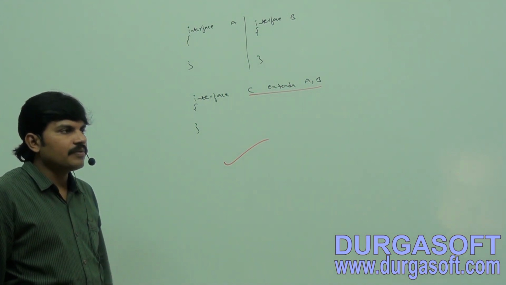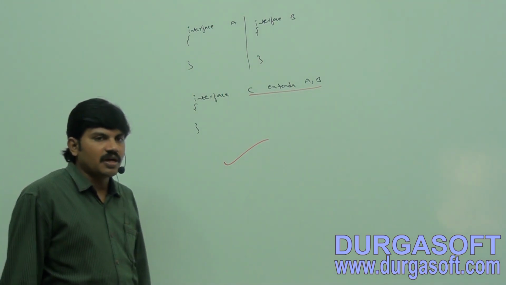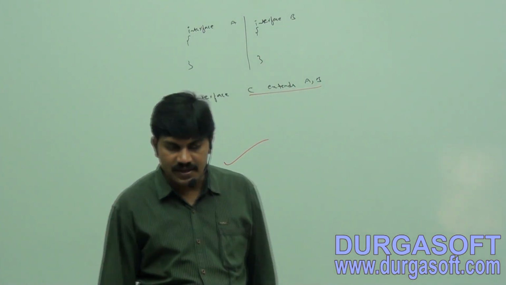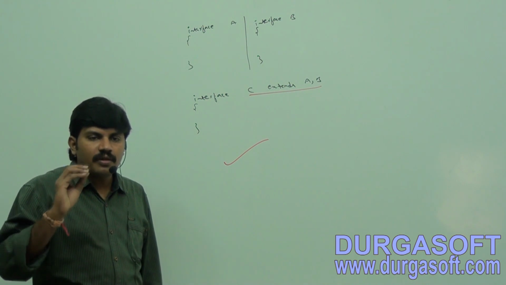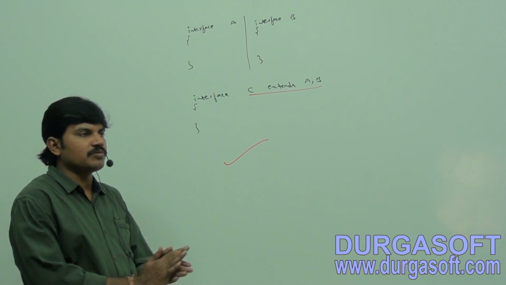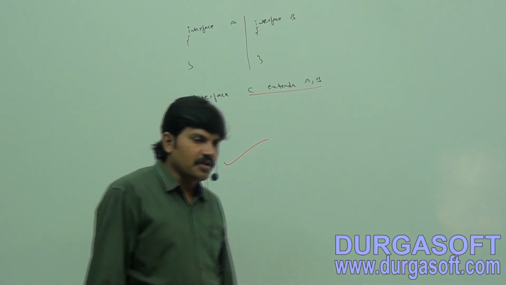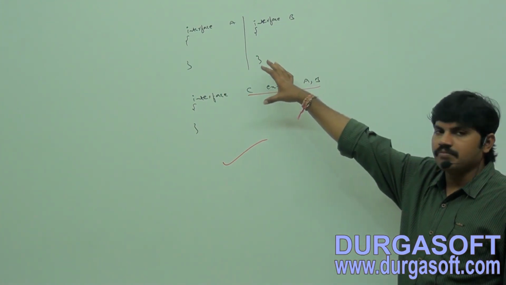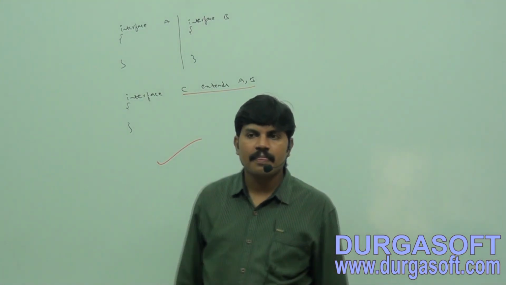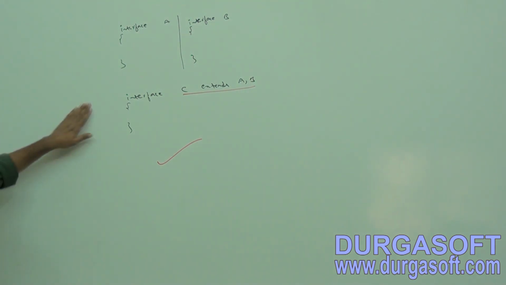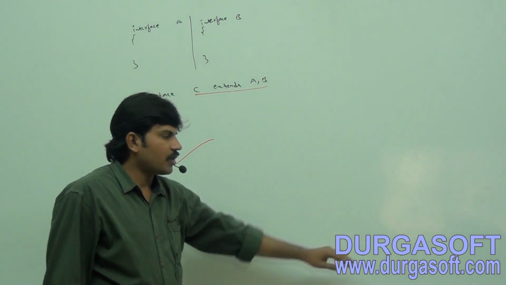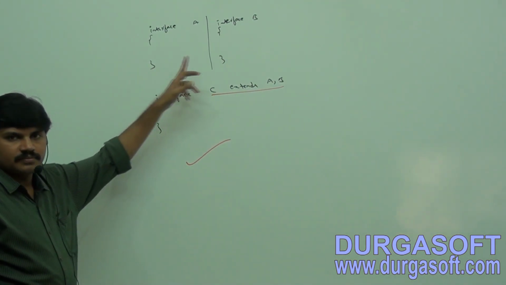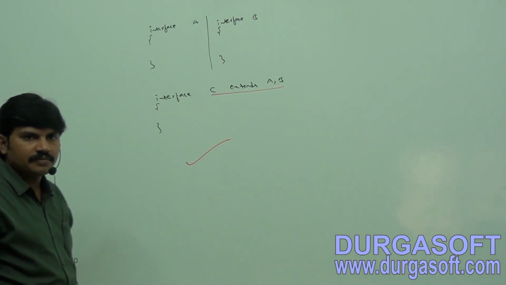Hence, Java provides support for multiple inheritance with respect to interfaces. Take this one example: interface A, interface B, interface C extends A, B. Completed, right?